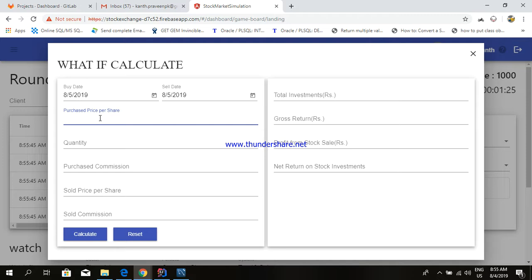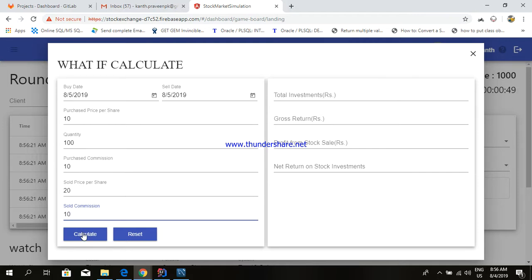This means the purchase price per share. Assume I'm going to buy a share in the market for 10 rupees per quantity, and I buy 100 quantities. The purchase commission means that to purchase this, I pay a commission of 10. Then I'm selling at a price. For example, assume the market booms, events occurred, and the share price increased. The quantity I bought for 10 rupees is now priced at 20. When it comes to the sold commission, I have to pay some commission for that.